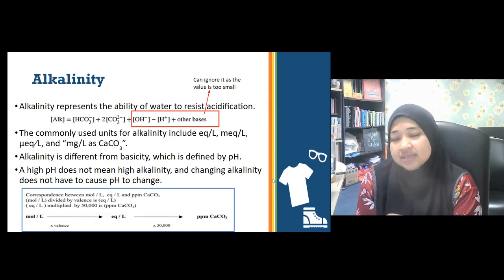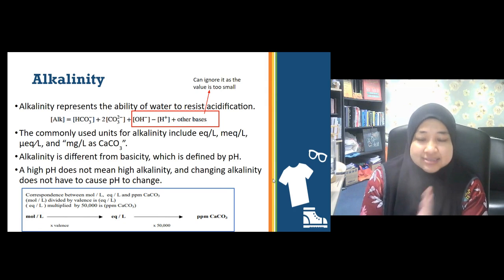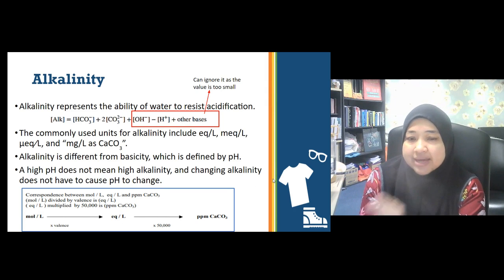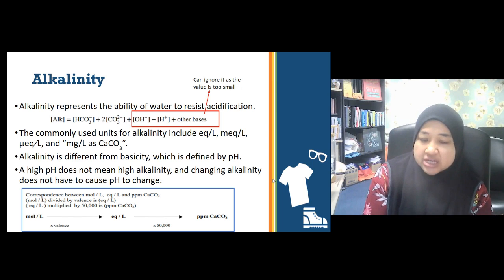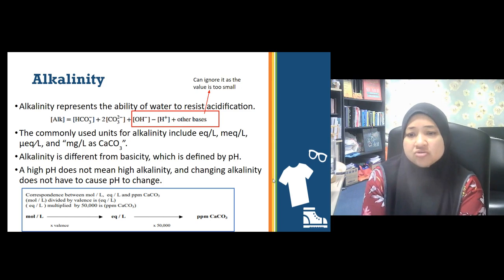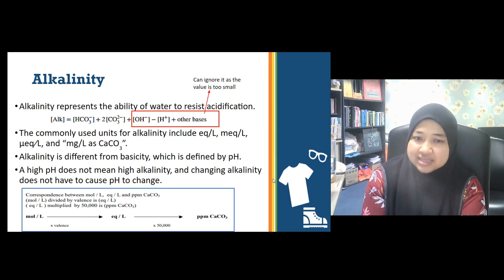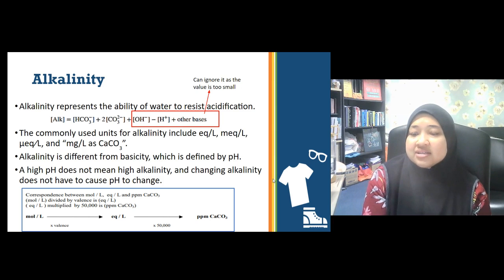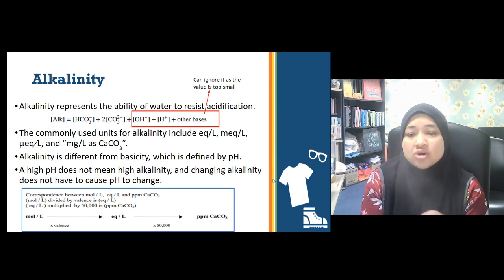However, alkalinity is different from basicity. Basicity depends on pH value, so it is easy to change. What does this mean? High pH value does not mean high alkalinity, and changing alkalinity does not have to cause a pH change.